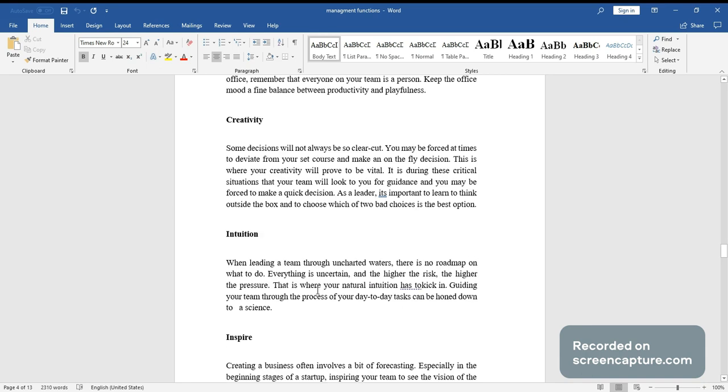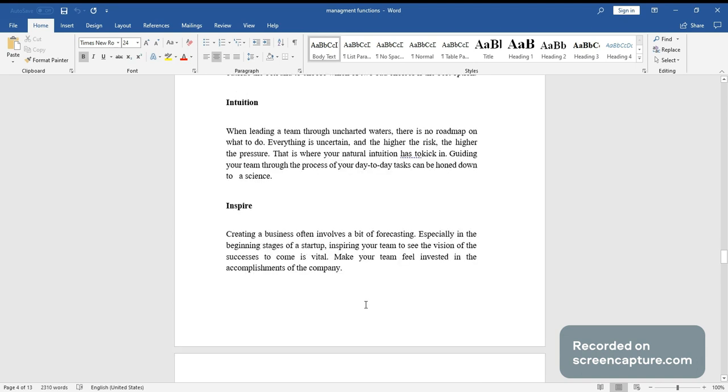Intuition. When leading the team through uncharted waters, there are no roadmaps telling you what to do. Everything is uncertain, with higher risk and higher pressure. Your natural intuition has to kick in, guiding the team through the process of day-to-day tasks and helping it hold on.